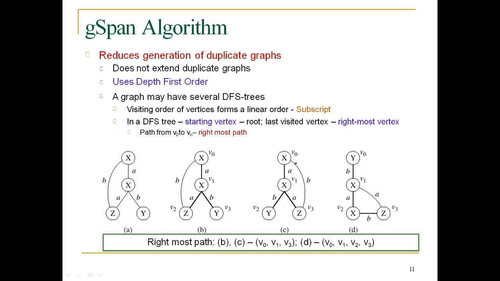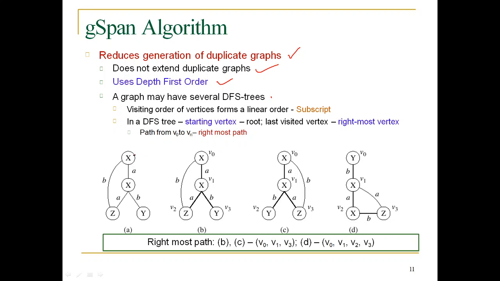So to reduce that multiple times, we go for another method, that is the gSpan algorithm. In the gSpan algorithm, it reduces the generation of duplicate graphs. It does not extend the duplicate graphs. It uses the depth first order. So the graph has several DFS trees, and visiting the order of the vertices forms a linear order. In the DFS tree, we start with the vertex that is the root, until the last vertex, that is the rightmost vertex.